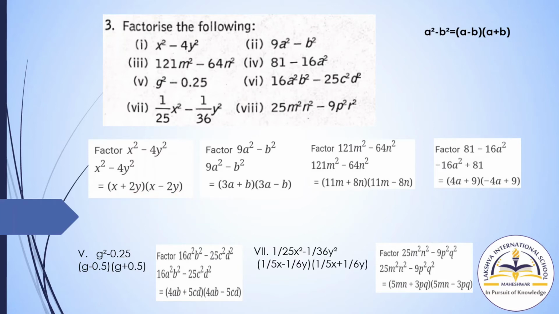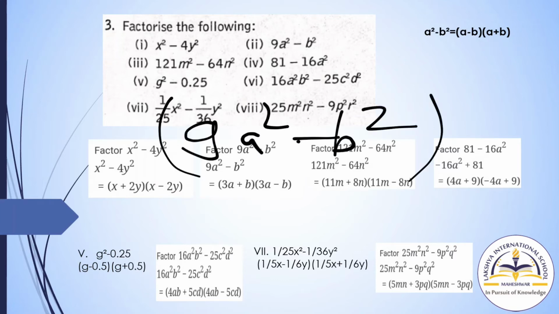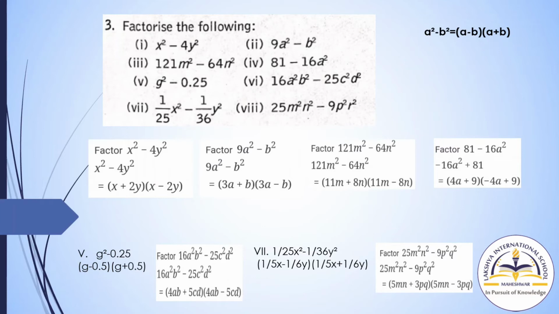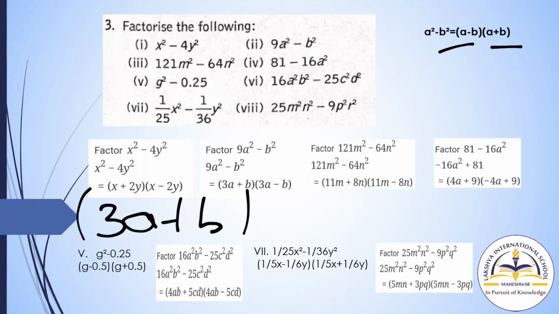Now question number 2, 9a square minus b square. Here a equals 3a and b equals b. After comparing to the LHS side of the identity, we will get a equals 3a and b equals b. Now according to the identity we will use one time negative and one time positive. It means 3a plus b and 3a minus b.